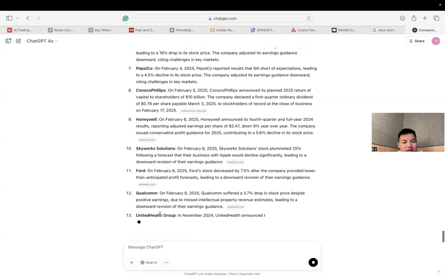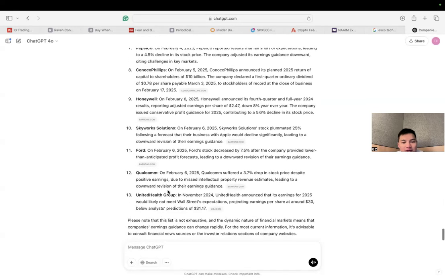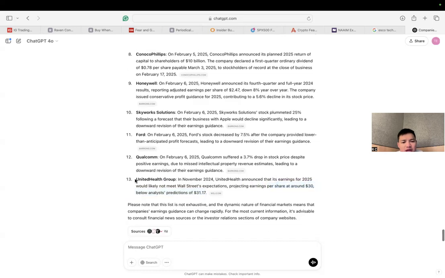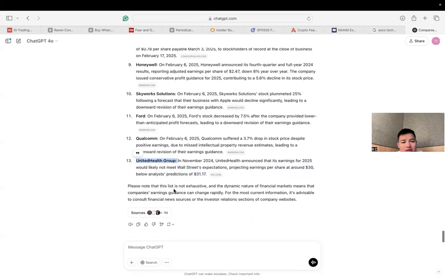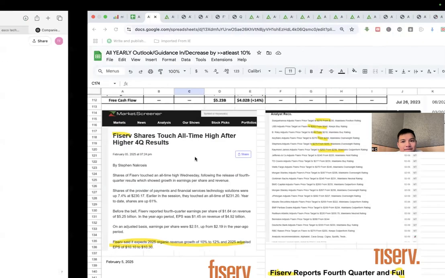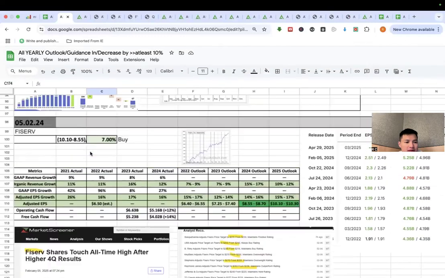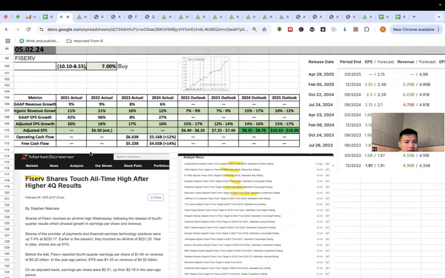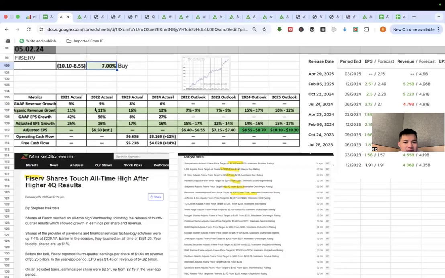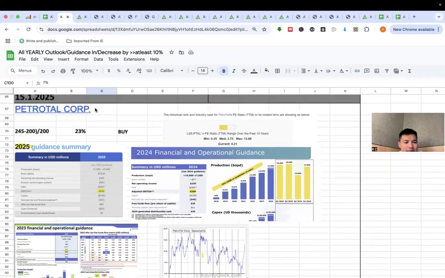Play around with it. United Health, projecting earnings per share at around 30, below expectation. Okay. So United Health, you expect things to go down as well? We need kind of more. Okay, cool. Let me look at the homework. Who else? I mean, you have Fiserv. Let's have a look. Beautiful. Only 7%. We need a little bit more than that.